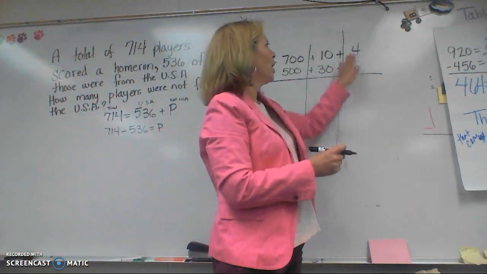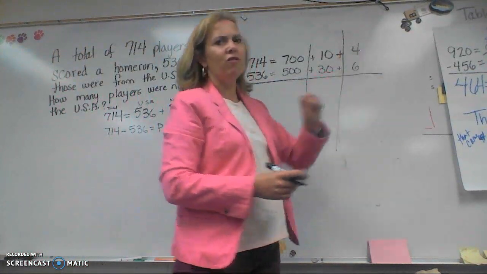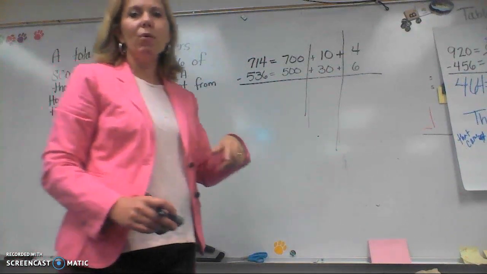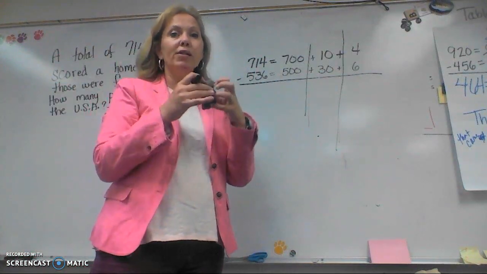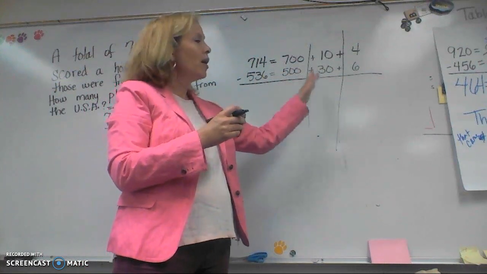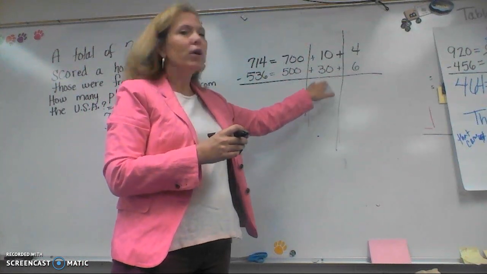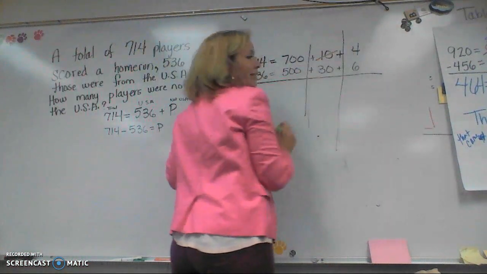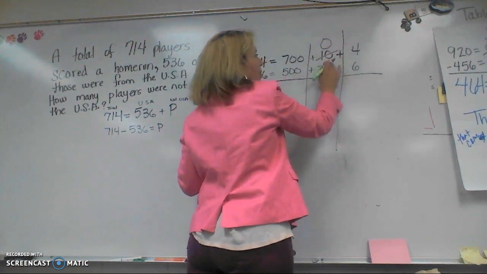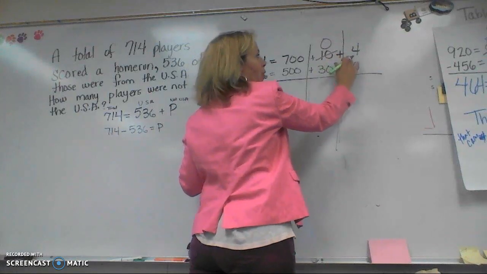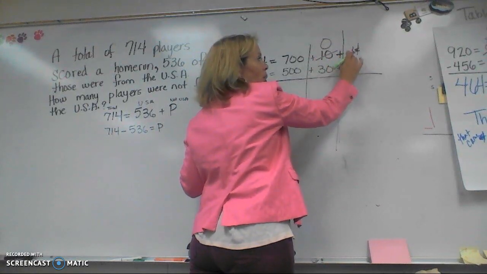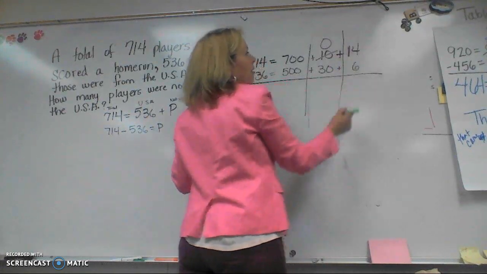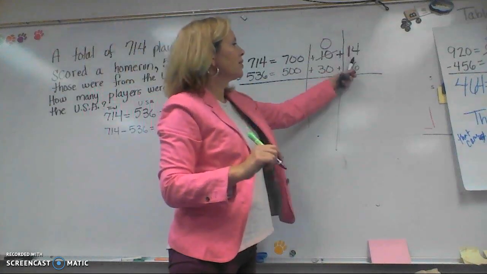Uh-oh, big problem. How are we going to take 6 players away from 4 players? Well, if I have 4 players, I can't take 6 players. Well, you know what? I remember when we did our base 10 blocks and we went to the next place value and we regrouped. We're going to do that same thing here. I'm going to do it in a different color. We're going to take 10. That leaves us with nothing. And then we're going to put that 10 in our ones place. So instead of having 4, we have 10 plus 4 or 14 ones. Okay? I can do this subtraction now.